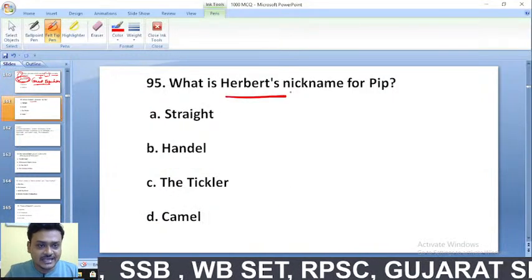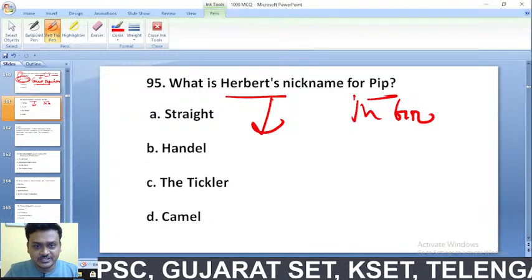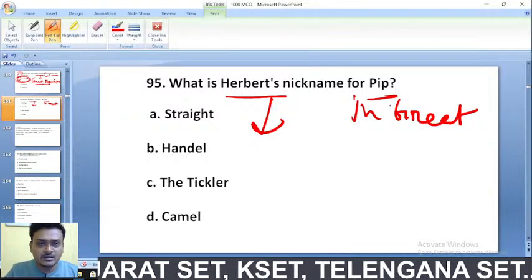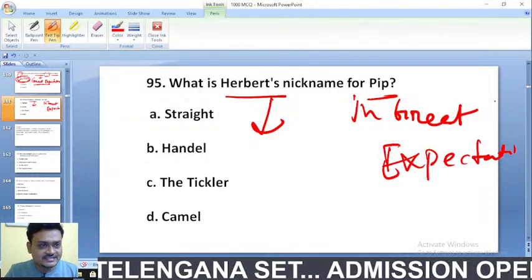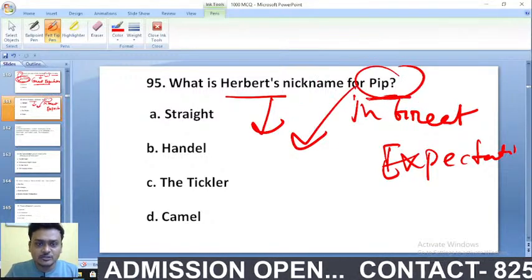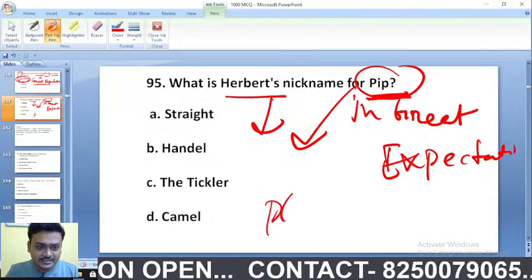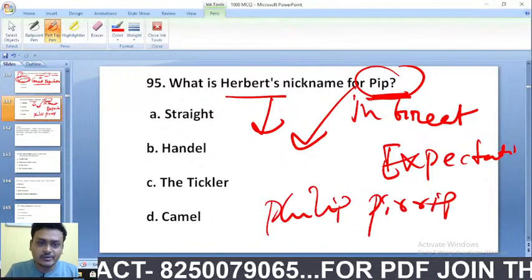What is Herbert's nickname for Pip? In Great Expectations. Chalo, Herbert is a character in Great Expectations, who gave Pip his nickname. So Philip Pip ka jo full form kya tha, full name kya tha? That is Philip Pirrip. Its nickname kya hua hai?